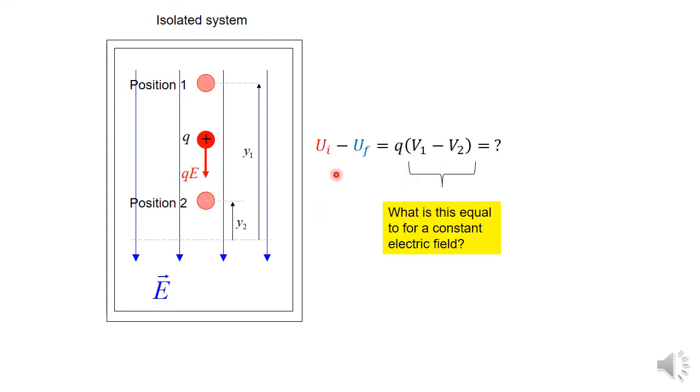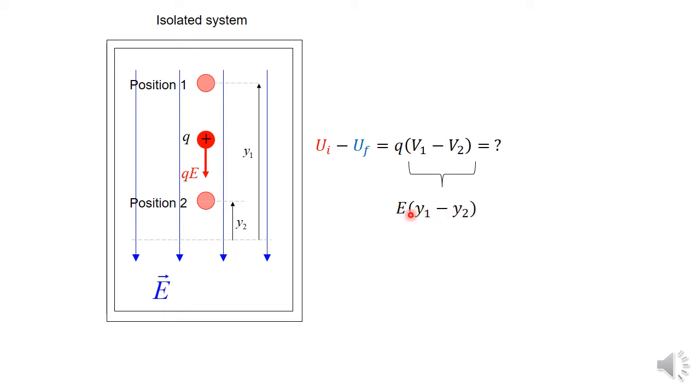So we've shown that the difference in energy between the two different configurations is the charge times the potential difference between the two points. And what is this potential difference equal to for a constant electric field? We've done this problem many times before. When you have a constant electric field, how do you get the potential difference between points 1 and 2? We know it's just electric field times the distance between the two points.